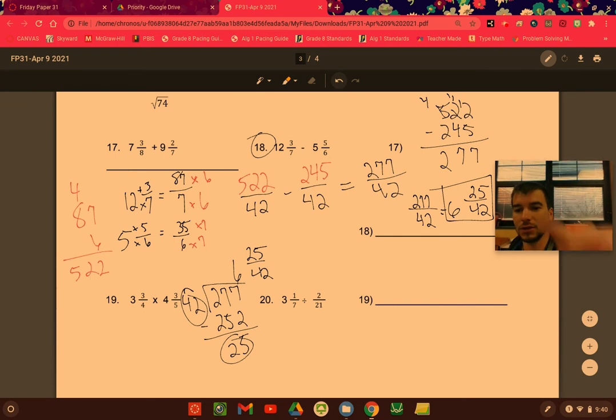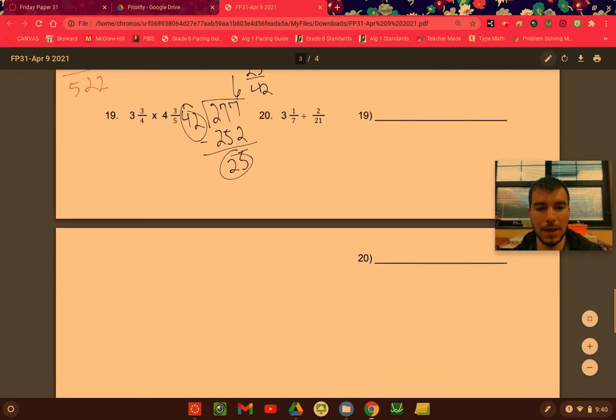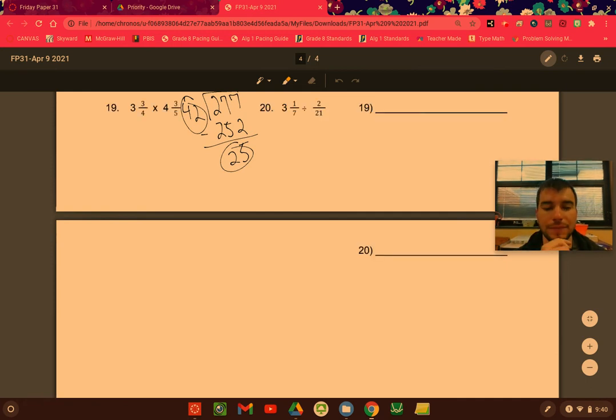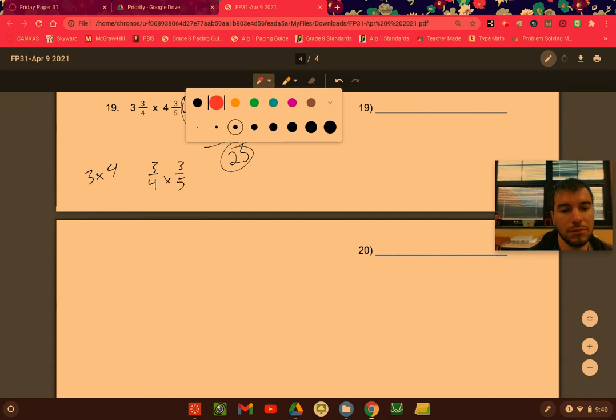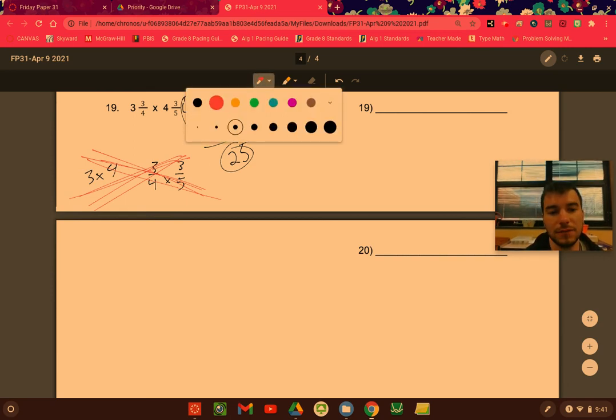And then lastly, we're going to do number 19 right here below it. And we'll write it like this. So one thing a few people we still see do is they just do 3 times 4, and then they do 3/4 times 3/5. This is a big old no. We cannot do that. Because remember, 3 3/4 is a number by itself, and 4 3/5 is a number by itself. We can't act like they're separate. They come together to the party, so they have to stick together.